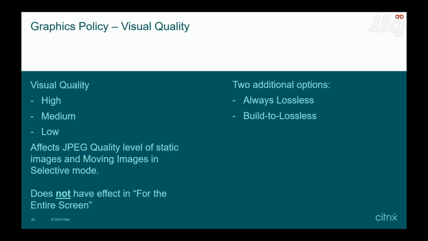All right, secondly, after you've set that first policy, we want to also take a look at the visual quality. So we have 3 different modes by default called high, medium, and low, which basically describe already what they will do. And they affect the JPEG quality levels of static images and moving images in the selective mode. It will also set the quality of the video codec in the selective mode. But it does not have effect in for the entire screen. In the for entire screen, we set the quality automatically based on whatever bandwidth we have available.